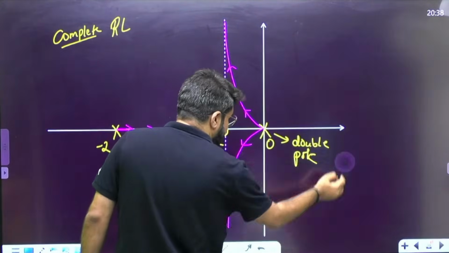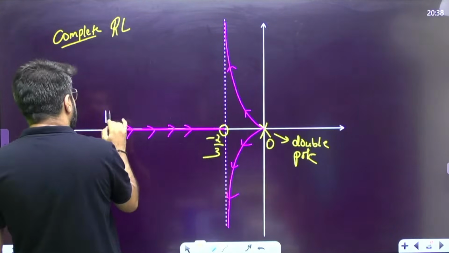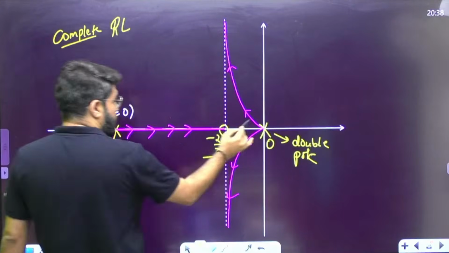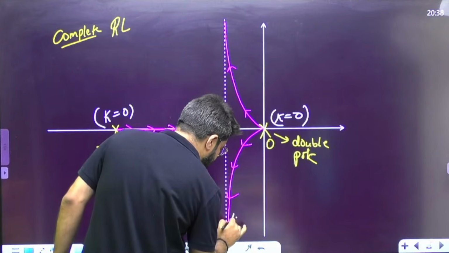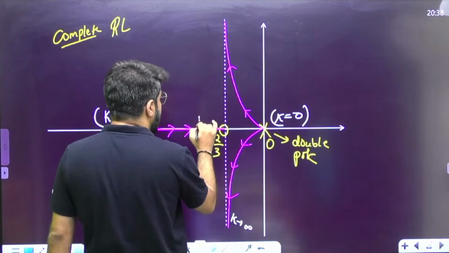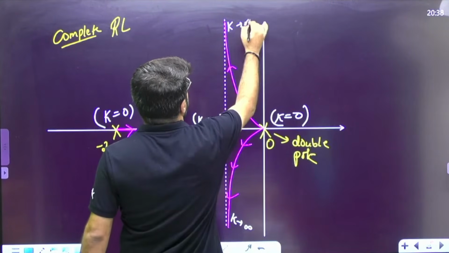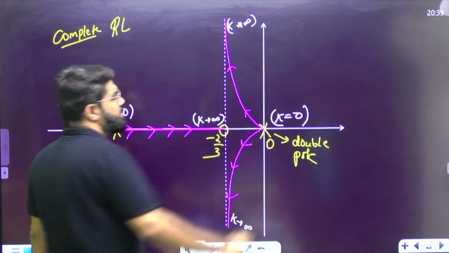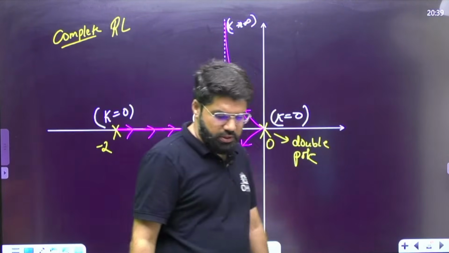This termination is k tending to infinity. Starting is k equal to 0. From here two root locus branches started, both for k equal to 0. This termination means k tending to infinity. This is the story of this particular root locus.